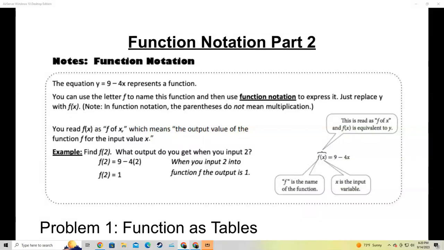Okay, this is going to be the second part of function notation. Just a little bit of a recap. Remember that when you read this type of stuff right here, this doesn't say f parentheses x, it actually says f of x. So that's the first thing I want you to remember from the last time we took notes.